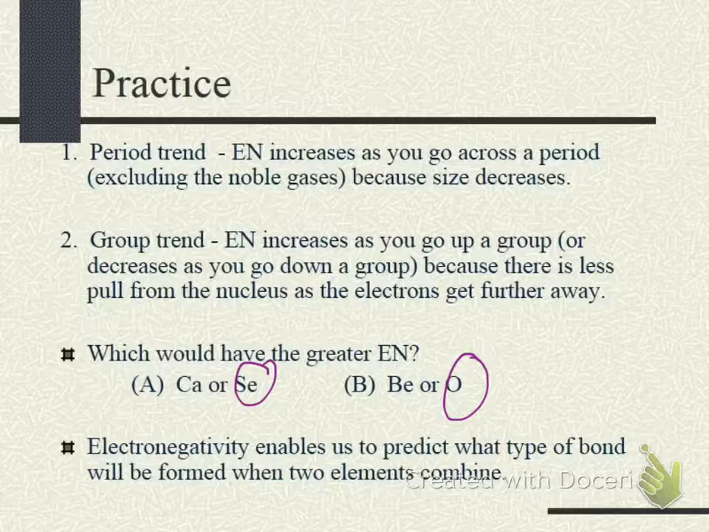Oxygen. So when we get to bonding next unit, we're going to use these electronegativity values to actually determine what kind of bond we have. So that's the trend we keep using even after this unit.